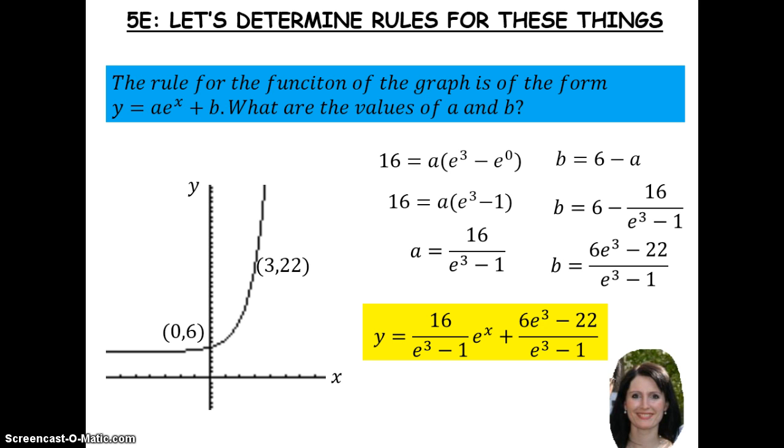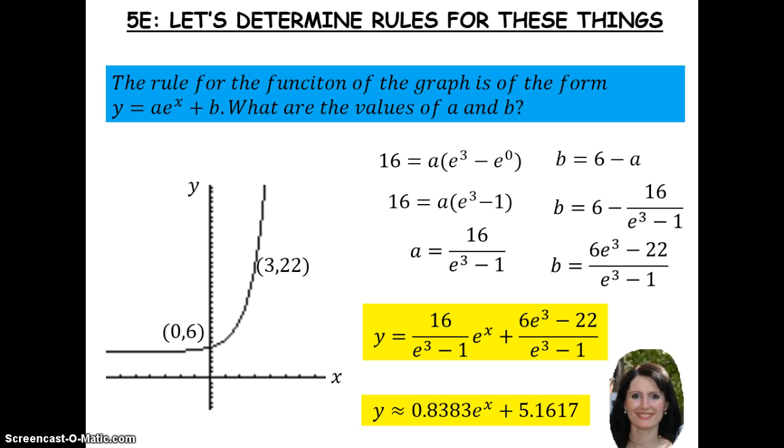We can now enter that into the equation. Remember, the form is y equals a e to the power of x plus b. So that means y equals 16 over e to the 3 minus 1, times e to the x, plus 6e to the 3 minus 22 over e to the 3 minus 1. Now that looks really quite messy.